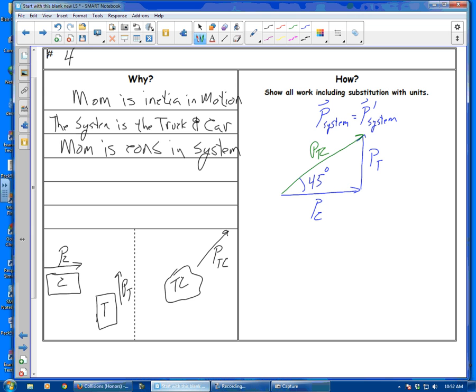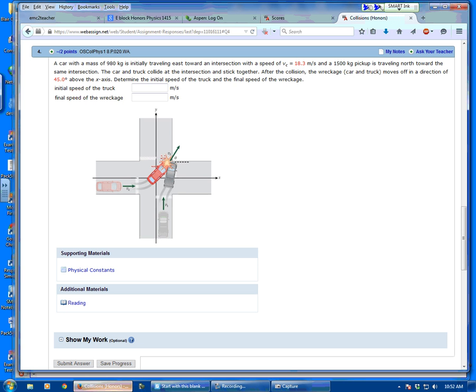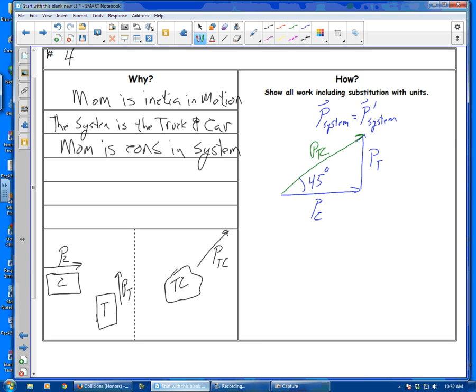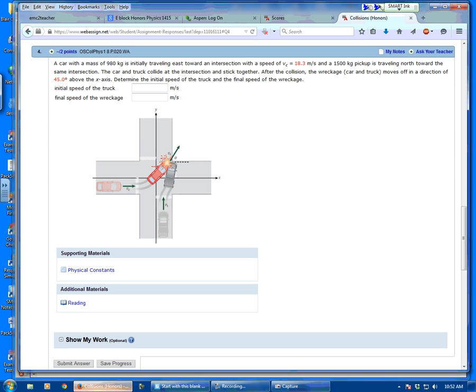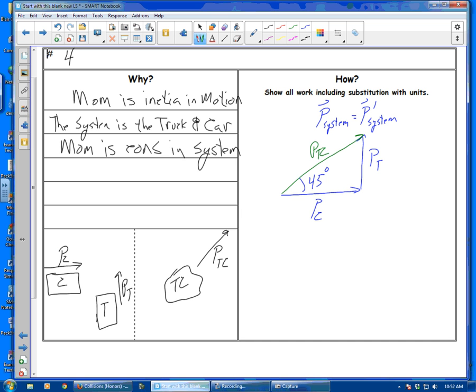If you're not lucky enough to get 45, in other words, you didn't pay the WebAssign gods enough, then your trig is a little more tricky. All right? But let's assume I don't have a 45 and do it. Well, I'm going to use 45, but I'm not going to use that logical jump of knowing those two are equal. Okay? So they want to know the initial speed of the truck and the final speed of the wreckage. They tell me the speed of the car, the inertia of the car, the inertia of the truck. All right.